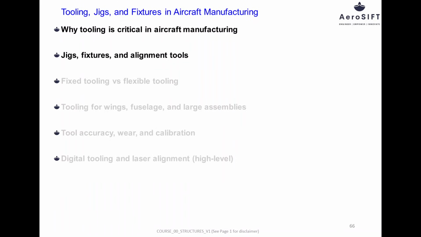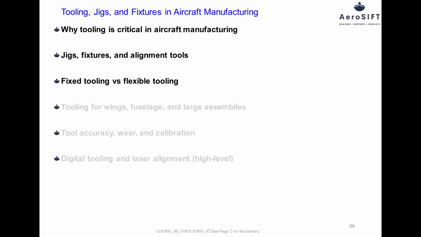Jigs and fixtures sound technical, but they are simply work-holding devices that lock a part or guide a tool so operators and machines can cut, drill, or assemble accurately. A jig helps guide operations like drilling or riveting, while a fixture holds the part stable in a precise orientation. They do the heavy lifting of accuracy for us so that workers don't have to manually match every hole or surface. These tools enhance productivity and guarantee that every structural element meets tolerance requirements.